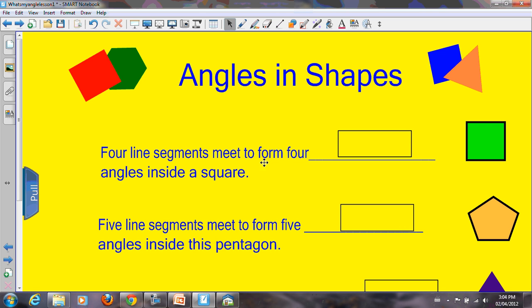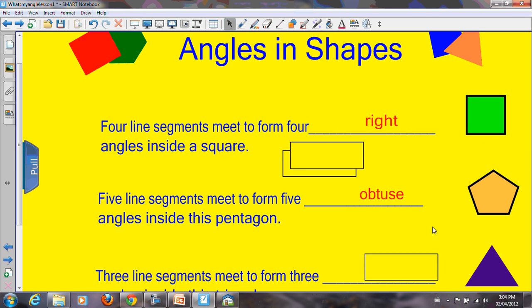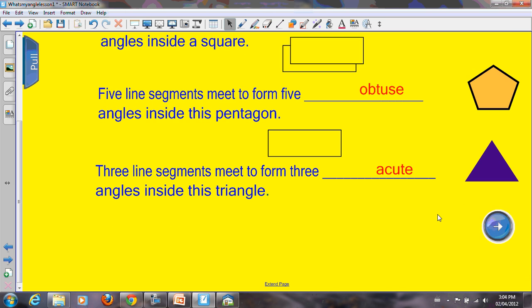Sometimes you can look at different shapes and see, if you've got a square, you can see 4 right angles, as you can see. You could look at this one right here, this pentagon, and you can tell that these are 4 obtuse angles. That means they're all bigger than 90 degrees. In this triangle, in this case, they are all acute angles. So they're all less than 90 degrees in this triangle.